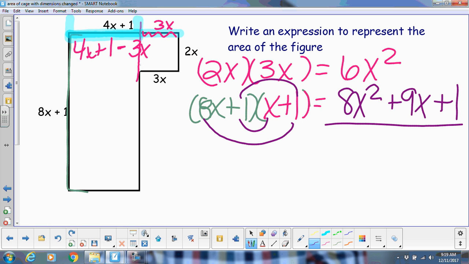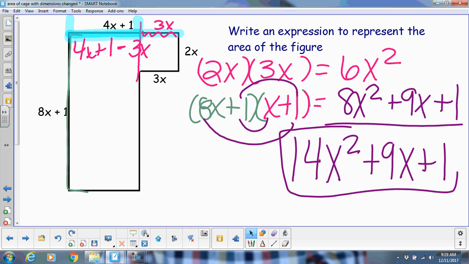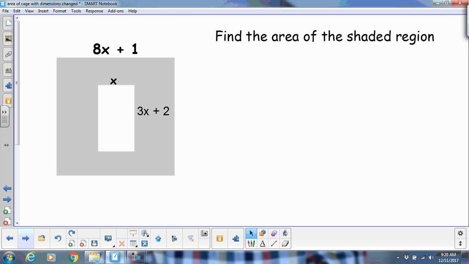So to get the total area, what do I do to those two? 6x squared. You don't subtract. You add them, so that's going to give me 14x squared plus 9x plus 1. All right, now that's what it asks for, the total area. What does the one on the bottom left ask for? The area of the shaded region. What are we doing in that situation? You're subtracting. That's right.